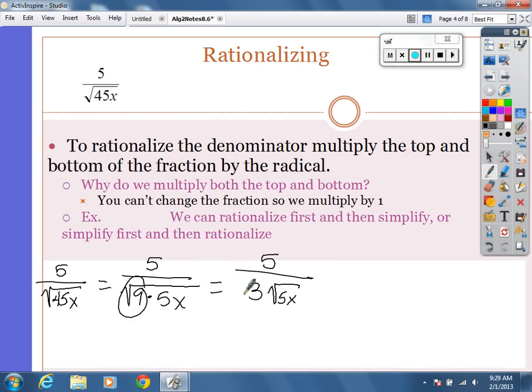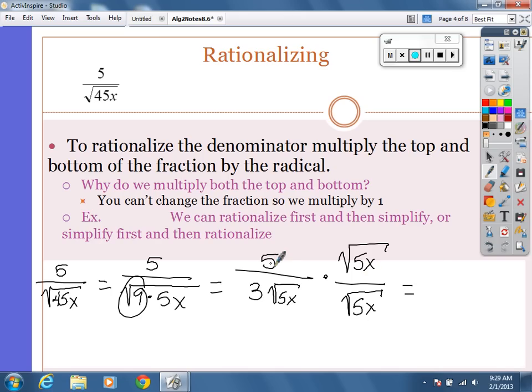That 3 can stay downstairs, and that's not a problem. It is not doing any harm in the denominator. What's not allowed is a square root of 5x, so I need to get rid of it. I will do that by rationalizing and multiplying the top and bottom by square root of 5x. That is a completely legal move because that just equals 1.